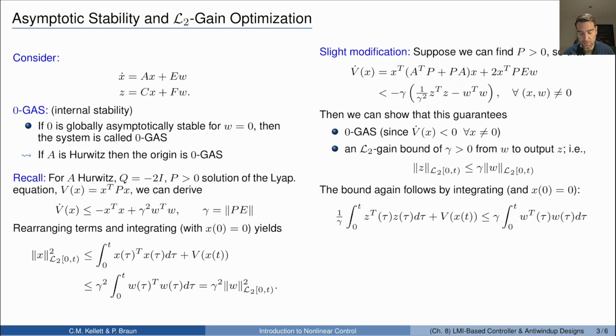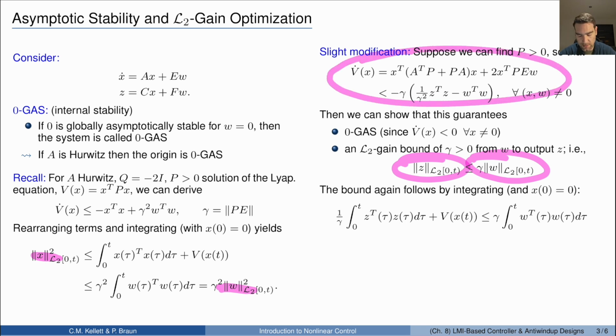Using then similar steps as before, one can show that this also implies global asymptotic stability of the origin under the assumption that no disturbances ω, W, are present. But similar to the bound over here as well, having now a bound in terms of disturbance W and a corresponding property on X, we can translate that to a bound on the output of interest Z and the disturbance W. And the bound simply follows by integrating the inequality we have up here.